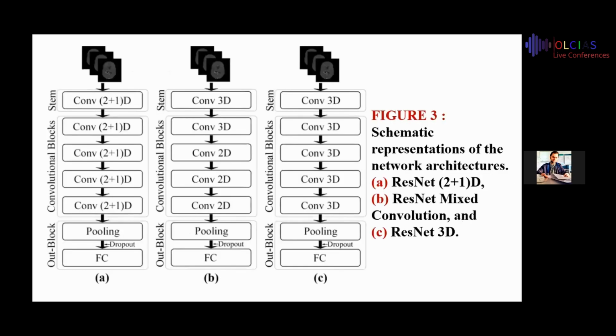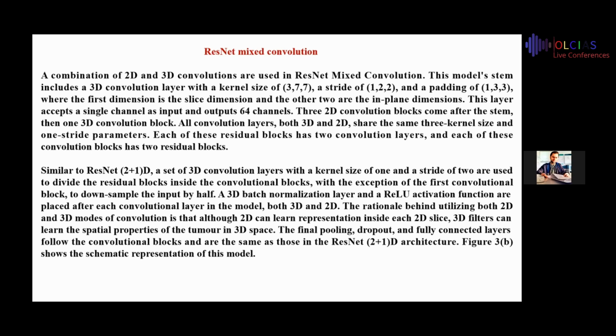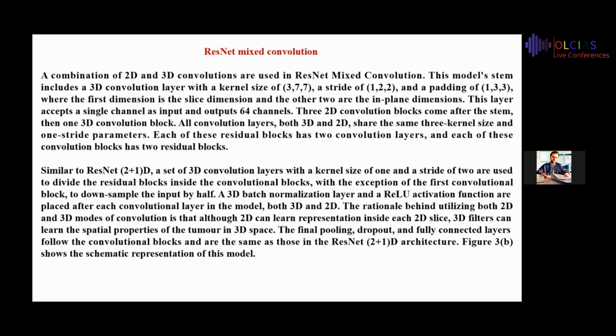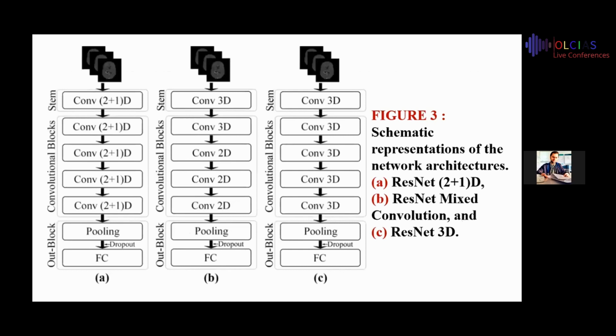So this is figure 3, and it shows you the schematic representation of the models which were discussed, like ResNet Mixed Convolution. You can see in figure A, that is ResNet 2+1D. Figure B is ResNet Mixed Convolution, and figure C is ResNet 3D. These are the representations of the network architectures which were built, and you can see in the first block, the convolutional block and stem. Same in the second, followed by the third.